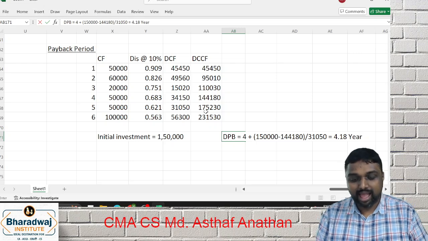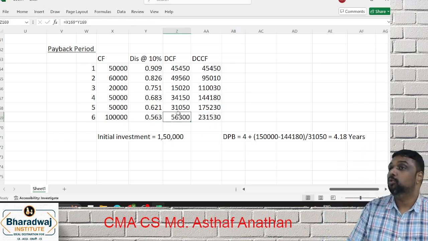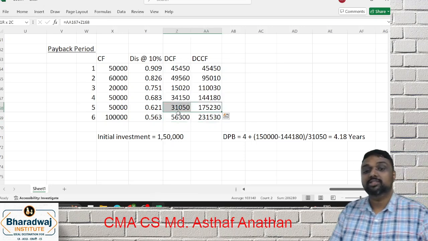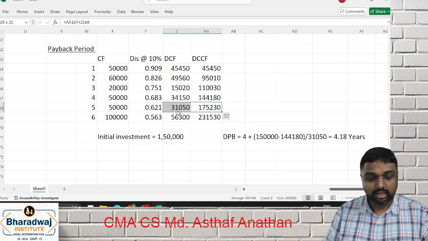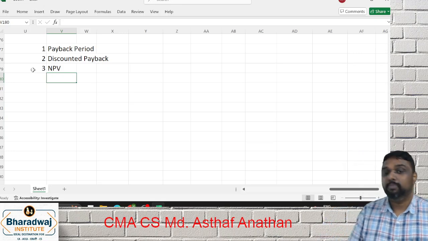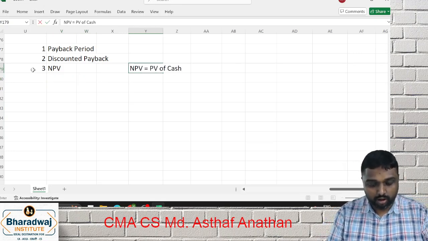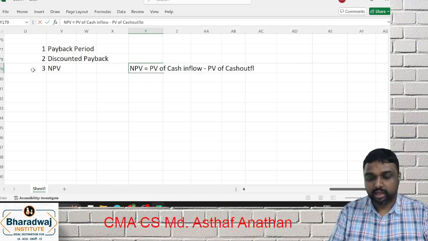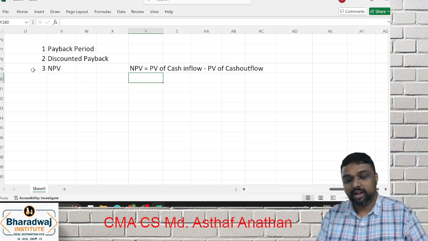The problem with this payback is that this year you won't consider it. You are ending your calculation with this recovery. This is overcome by the next interesting method, which we call NPV. There is a formula also: present value of cash inflow minus present value of cash outflow.